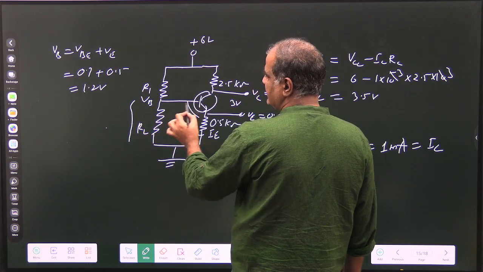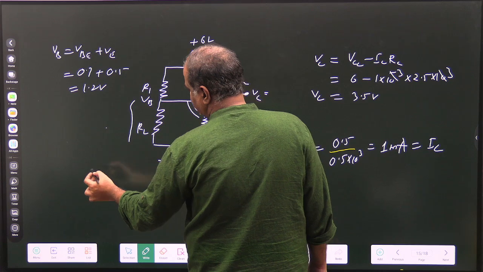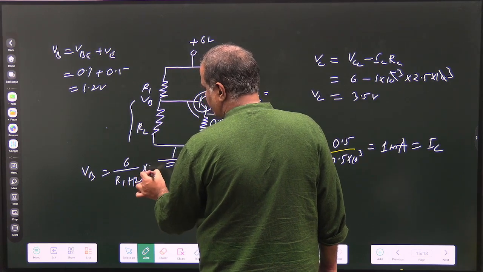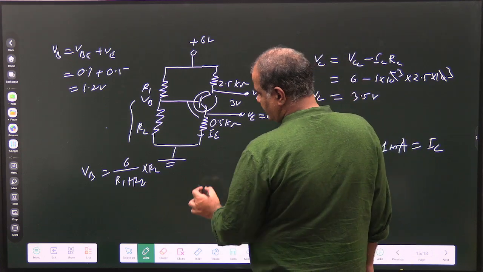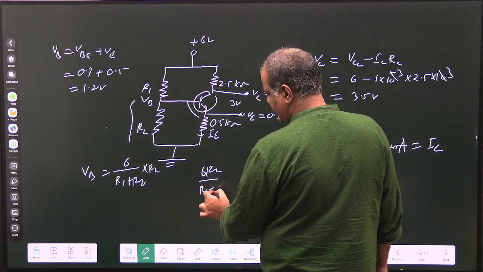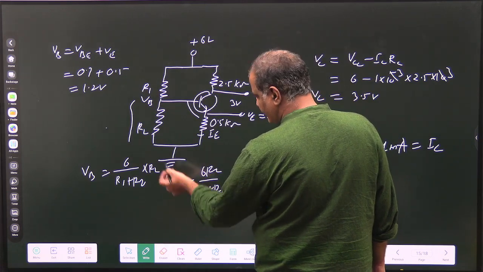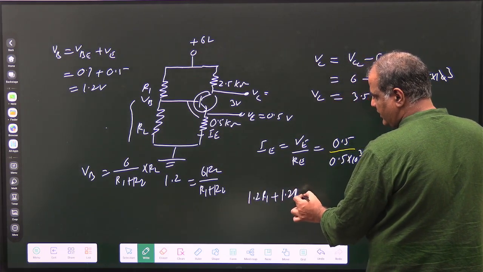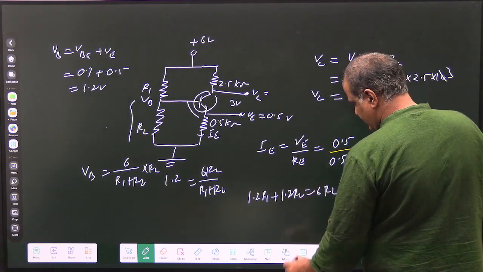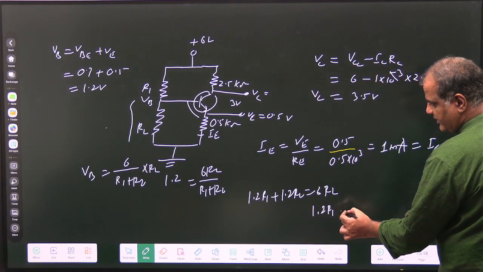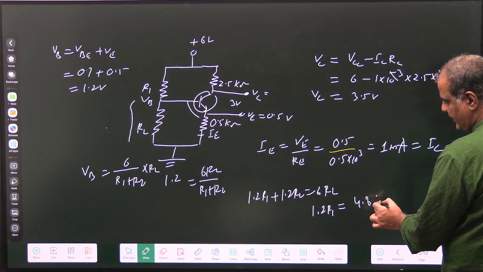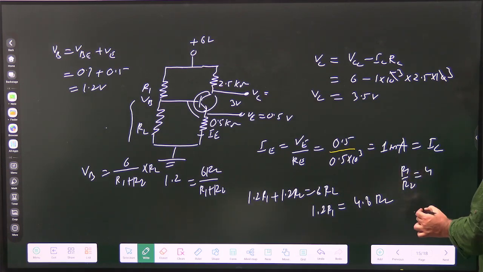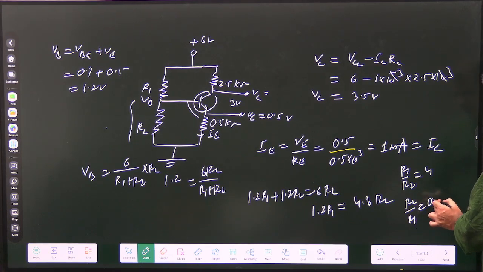Okay, and if I say IB is negligible by the approximate method, then I can write VB is equal to 6 upon R1 plus R2 into R2. Now 6 into R2 over R1 plus R2, VB is my 1.2 volt. The same question we have done. 1.2 R1 plus 1.2 R2 equal to 6 R2. So 1.2 R1 equal to 4.8 R2. So R1 by R2 is 4 and R2 by R1 is 0.25.